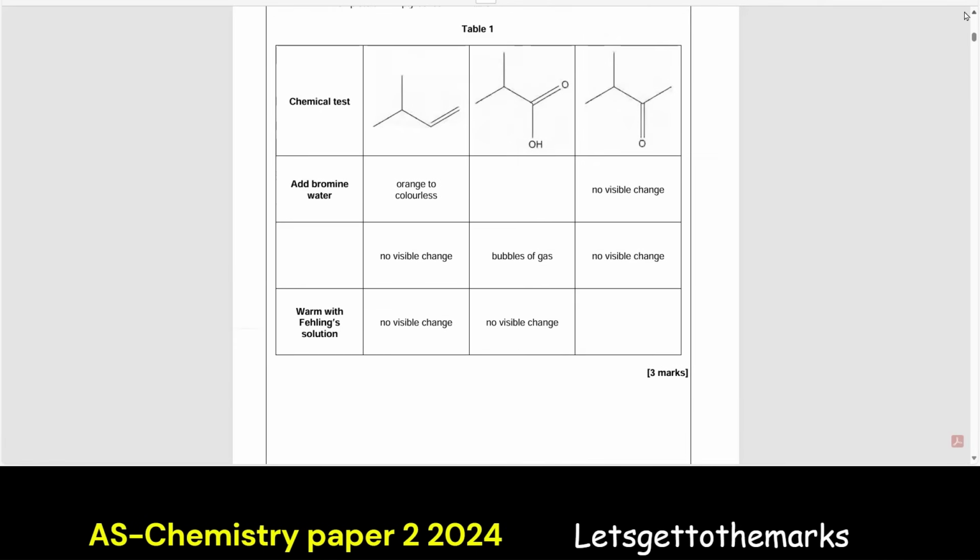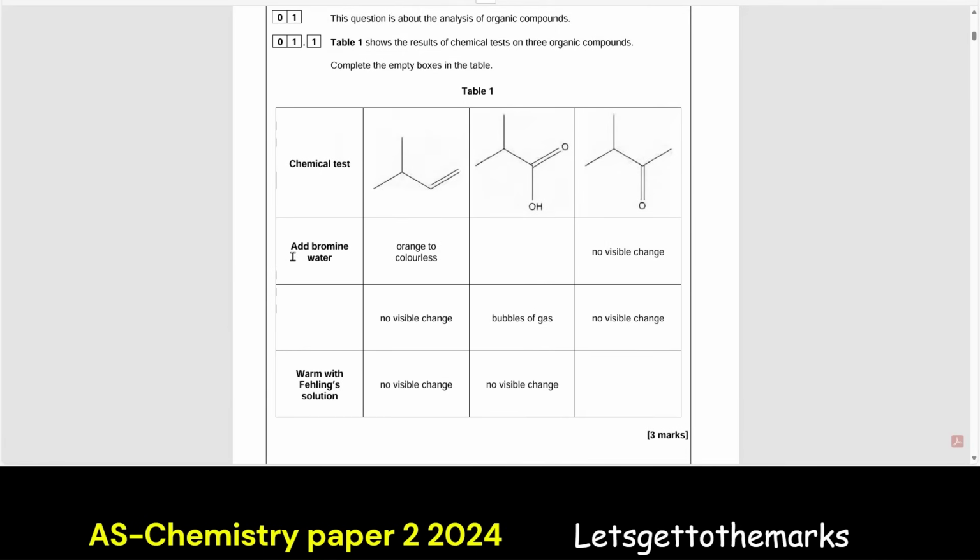Okay, so all we need to do is complete this table. So for the first row, we have a chemical test and they've added bromine water to each of these 3 compounds. What would be the result? Well, with the first one, we're told it's orange to colorless, and that's because it has a double bond. So the bromine is adding across the double bond. We can see here there is no double bond. There's no carbon-carbon double bond. We do have a carbonyl bond. We have this bond. Bromine can't add across that bond. Bromine can only add across the carbon-carbon double bond.